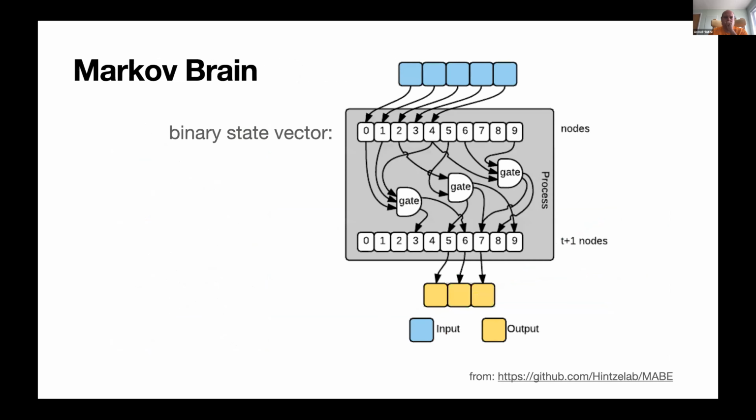Now, we are not that interested in those networks. We're interested in Markov brain networks. Markov brain networks have, and the ones I'm talking about, have a binary state vector. We have lots and lots of deterministic logic gates reading from those and then updating this binary state vector accordingly.